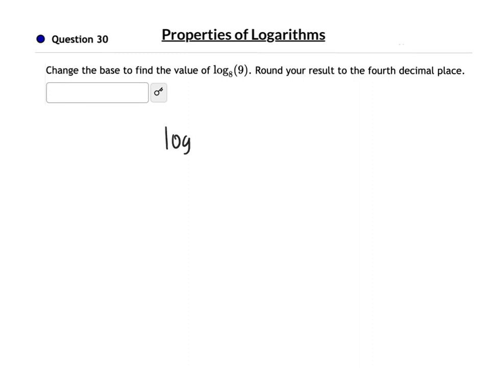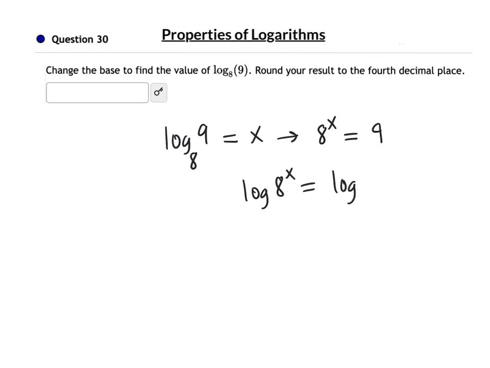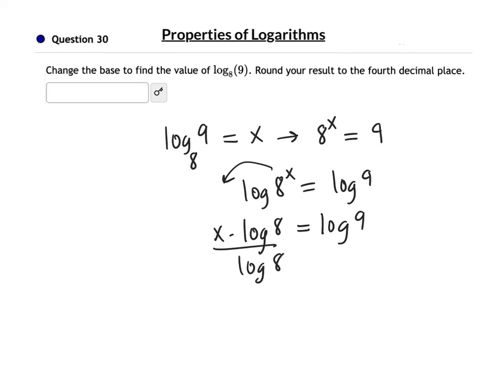You can just take any logarithm with any weird base and call it x. I don't know what it is, it's x. Turn it into an exponential expression. 8 to the power of x is equal to 9. Then take the log of both sides. The log of 8 to the x is equal to the log of 9. And bring the x in front. X times the log of 8 equals the log of 9. And divide by the log of 8.